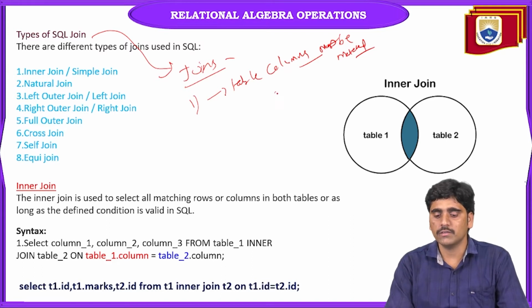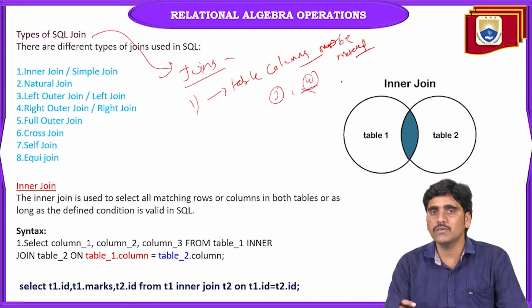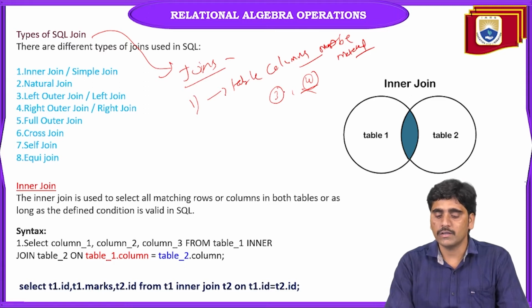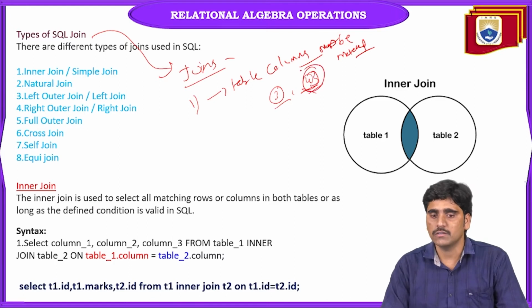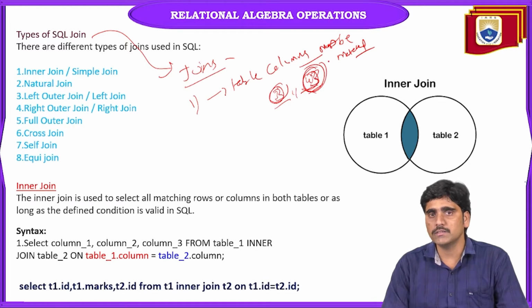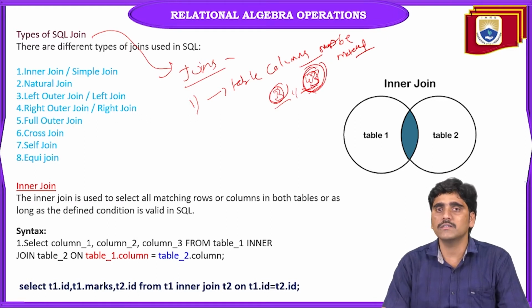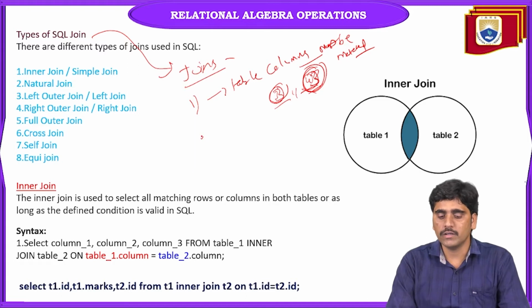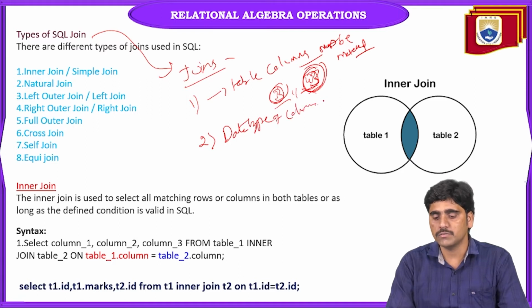If one table has 3 and the second table has 4, you may get different values. But if you want exact values, then the column size of these two tables should be the same. So table 1 has 3, table 2 has 3. That means the column size must be the same. And the second one is that the data types of the columns must also be the same.